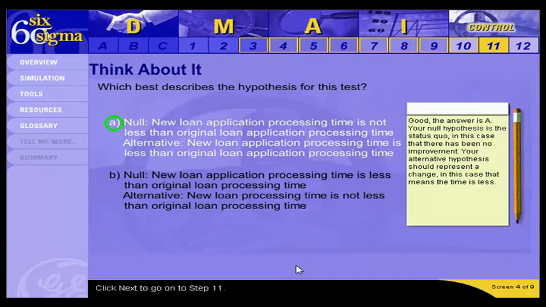Good. The answer is A. Your null hypothesis is the status quo, in this case that there has been no improvement. Your alternative hypothesis should represent a change. In this case, that means the time is less. Click Next to view the test results.